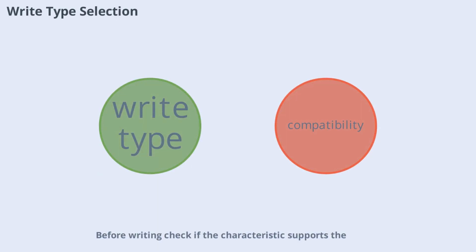For writing, check if the characteristic supports the desired write type by inspecting its properties. If the characteristic does not support the write type, log an error and skip the operation. Setting the write type explicitly is crucial, as relying on the default can lead to issues, especially if the characteristic supports multiple write types. By carefully selecting the write type, you ensure compatibility and reliability in your BLE communication.